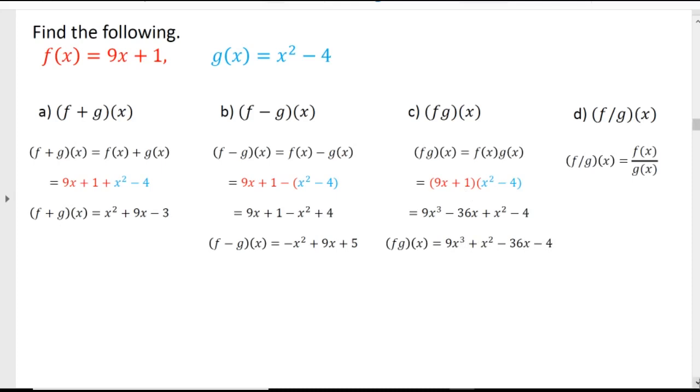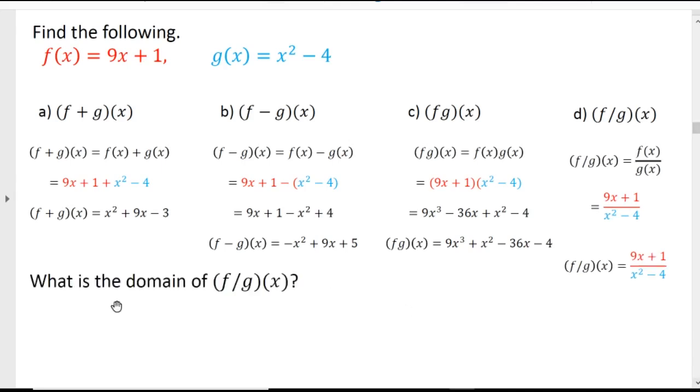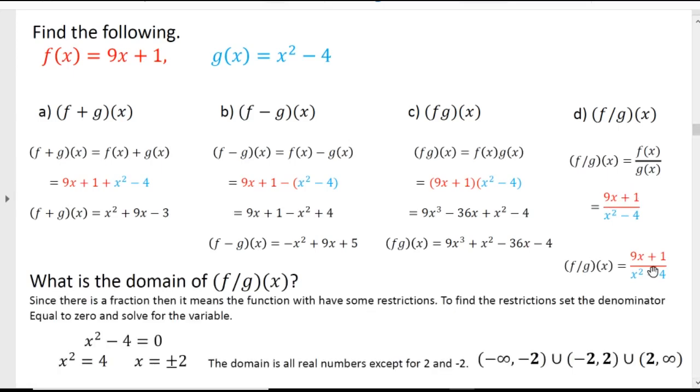For division, we have f of x divided by g of x. So we have 9x plus 1 divided by x squared minus 4. We cannot simplify further, so this would be our answer. So we're going to go ahead and look at the domain of the quotient here. And so for the domain, we cannot have a 0 in the denominator.